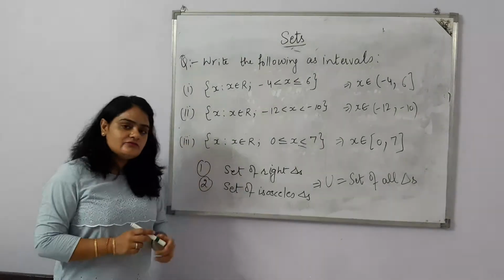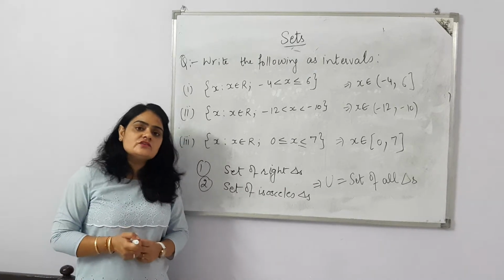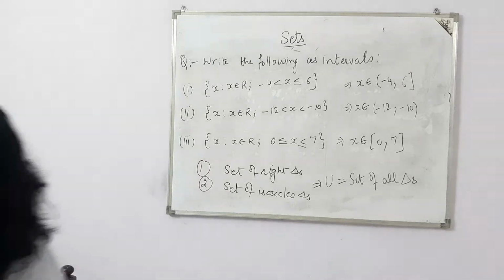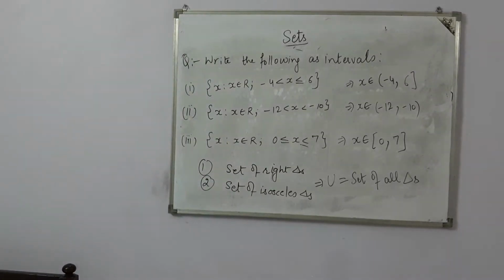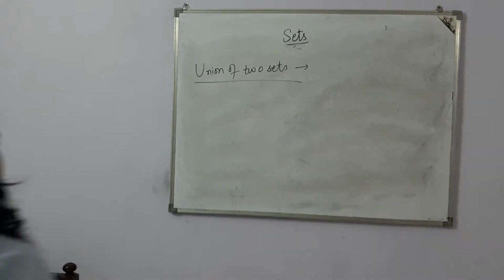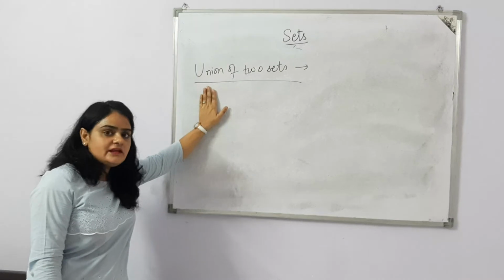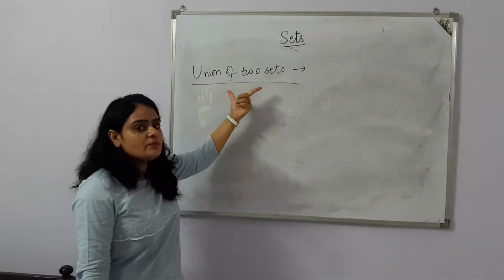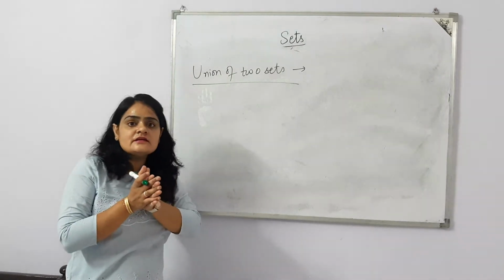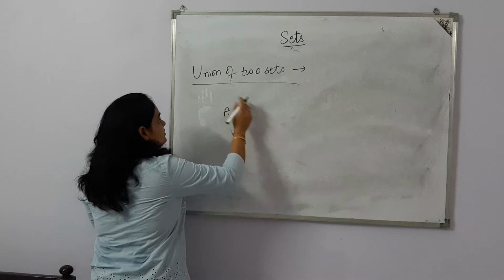Now we'll do the next topic, which is union of 2 sets or intersection of two sets. Let's do the topic. The topic is union of 2 sets. So the word union itself shows the meaning of this topic. Union means combine. We have to combine the sets. So I am taking an example, then I will explain what we mean by union.